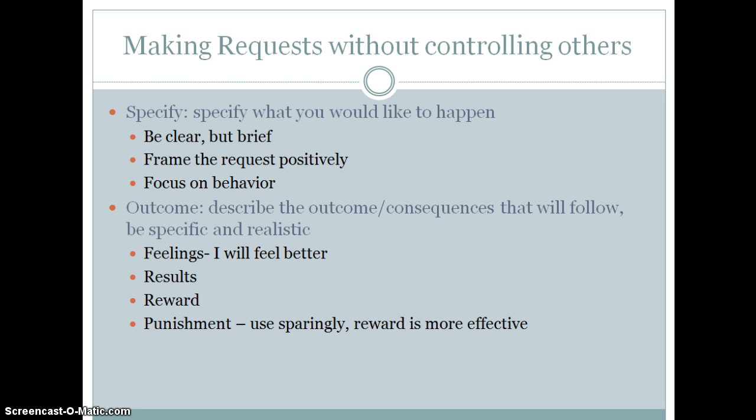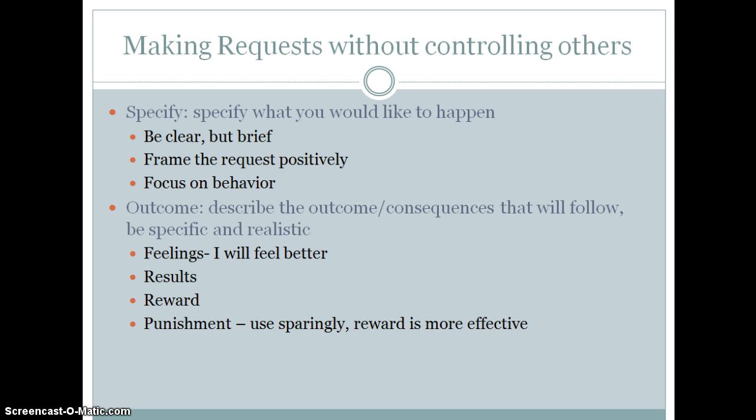And then lastly is the outcome. What is the outcome that's going to happen if the person does this request? Sometimes we'll call it consequences, but they don't have to be negative, and it's actually better to explain a positive outcome or positive consequence. So sometimes the outcome is just going to be feelings. If you do this, I will feel better. It will make our relationship better. Results, sometimes there's a tangible outcome, like we'll be able to complete the project faster. Or you can focus on that reward. If you do this, you'll be able to watch TV, or I'll go to that movie with you.